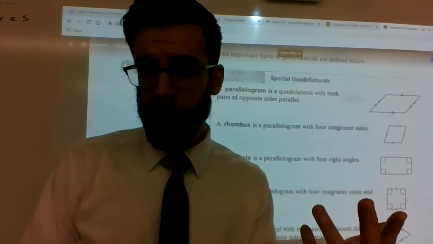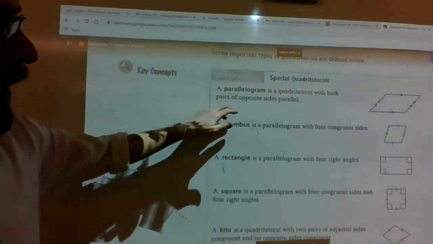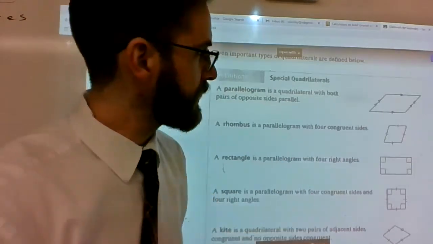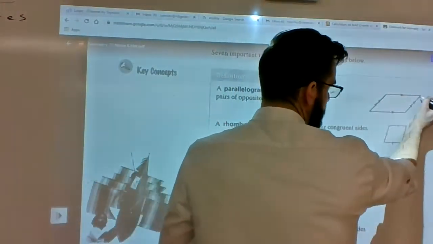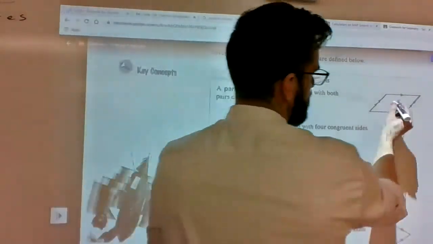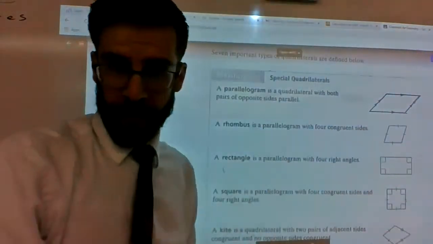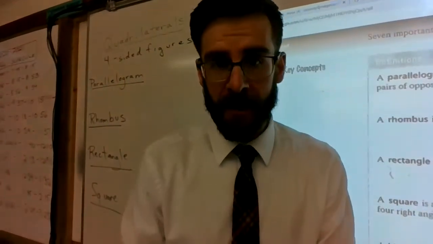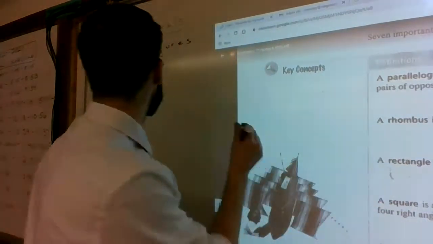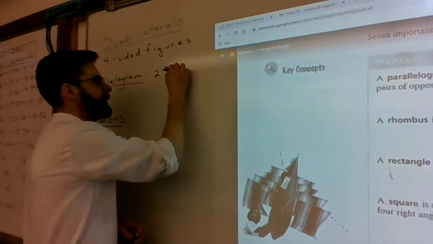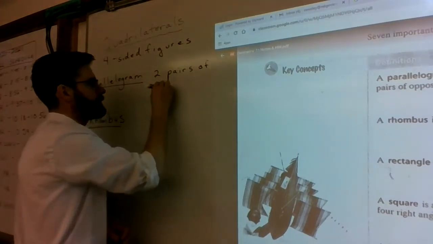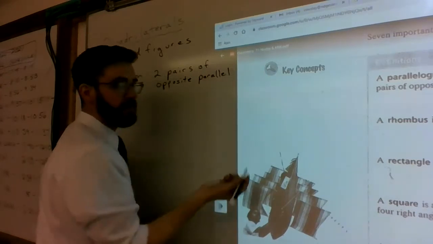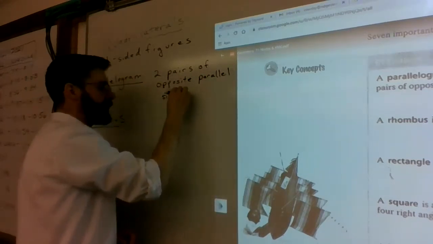So, what's the thing with the parallelogram? Well, it's a quadrilateral that has both pairs of opposite sides being parallel. So, this side and this side are parallel to one another. This side and this side are parallel to one another. I'm not going to write anything more beyond that. It's just two pairs of opposite parallel sides. And they generally look like this.